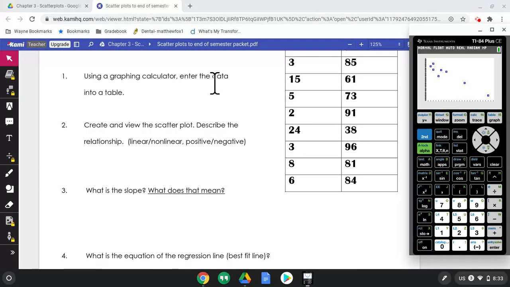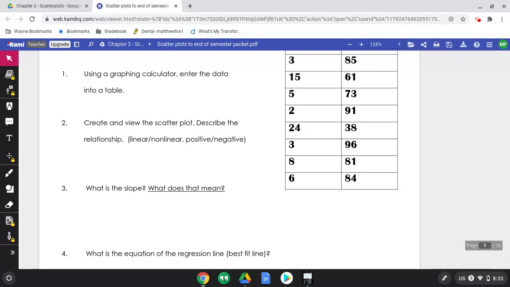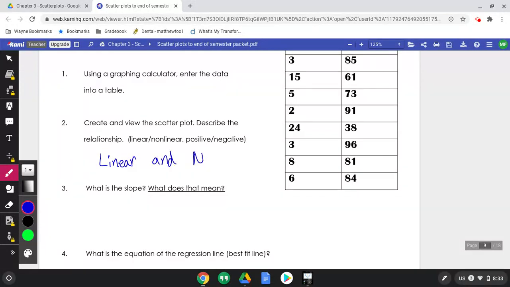So create and view the scatter plot, describe the relationship. So we said it's going to be linear, and negative.